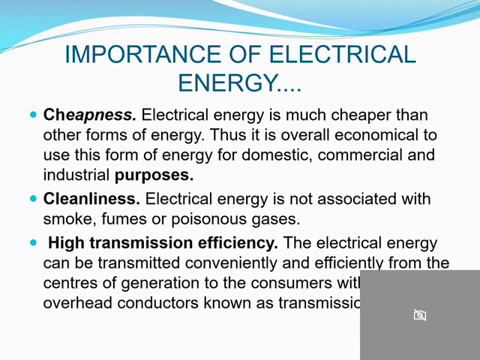It's got a high transmission efficiency. Electrical energy can be transmitted conveniently and efficiently from generation centers. In most cases in our country, generation is happening in Mpumalanga and Limpopo, and then you have the nuclear station sitting in Cape Town. It can be transmitted from those areas to where our consumers are with the help of overhead conductors, which we name transmission lines.